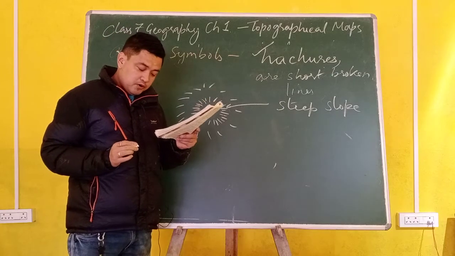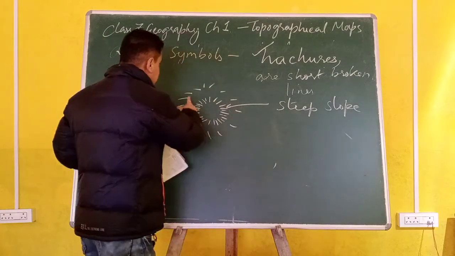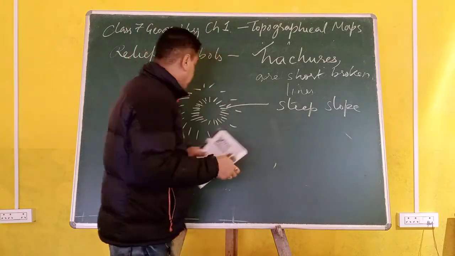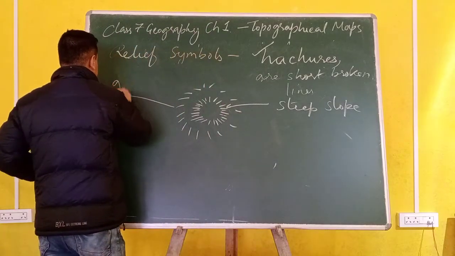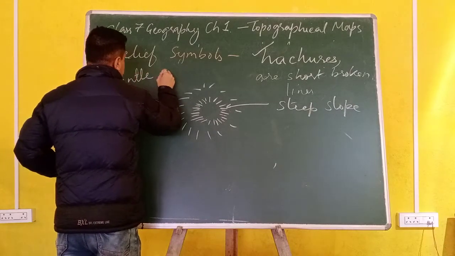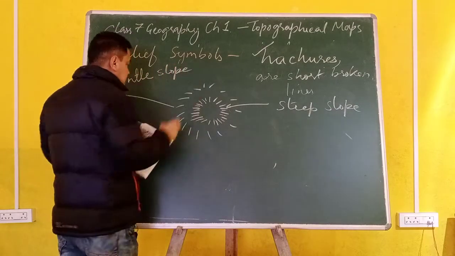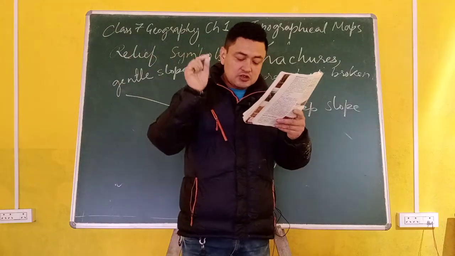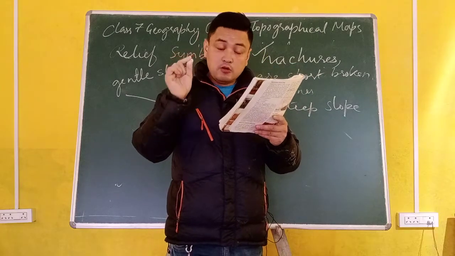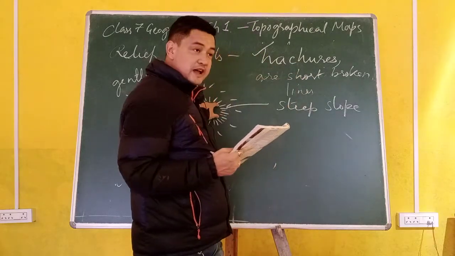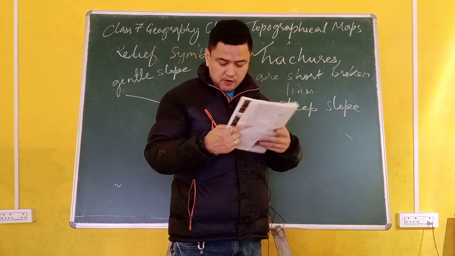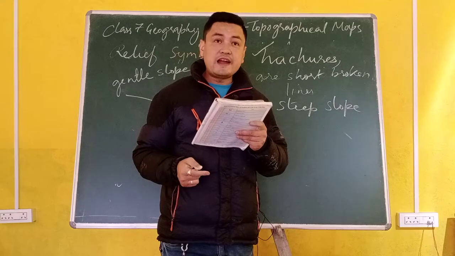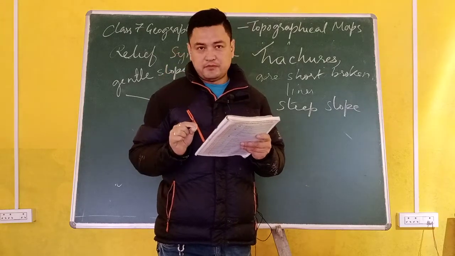The gentle slope has thin lines, and they are not drawn closely to each other. The gentle slopes are basically thin lines drawn far apart from each other. So hatches are drawn close to each other to show steep slopes. For showing a gentle slope, thin lines are drawn quite far away from each other.